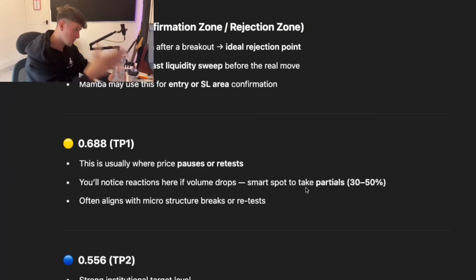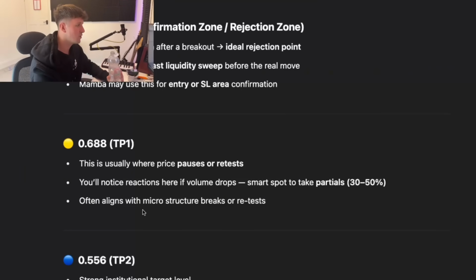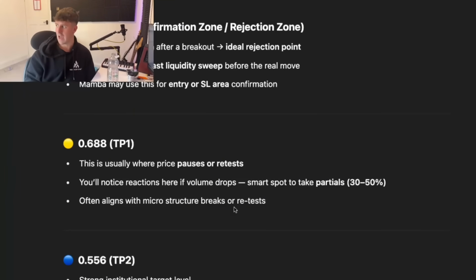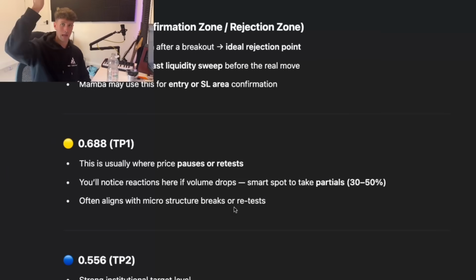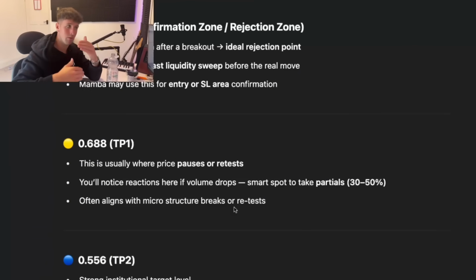Mamba tells people in the group to enter 2 trades at half lot size and take out the first entry here. Often aligns with micro structure breaks or retests. So essentially, this is a very, very clear area where a reversal could quickly happen. It's very common for a breakout to happen, but it can also be a reversal from this area. So we want to pay attention to that.